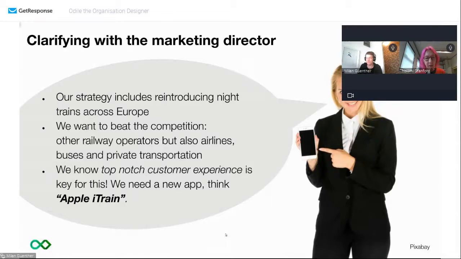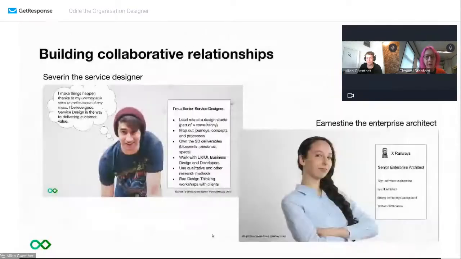And the next thing is, so she's clarified the strategy, she's starting to build collaborative relationships. There are 2 other webinars available for you to participate in, of Severin, the service designer, and Ernestine, the enterprise architect. These are 2 examples of other designers in the organization. And one of the challenges Odile is facing is how to get these people who feel that they have a right to own design in some aspects, working with each other in a collaborative way.